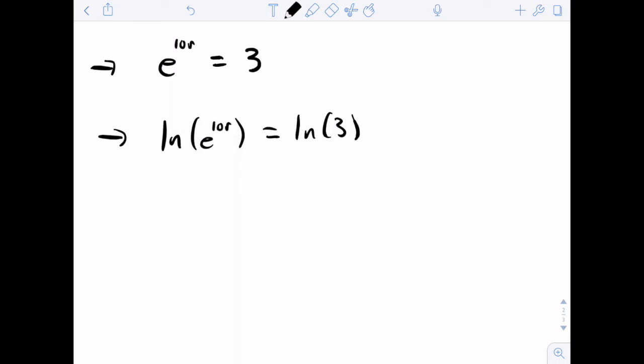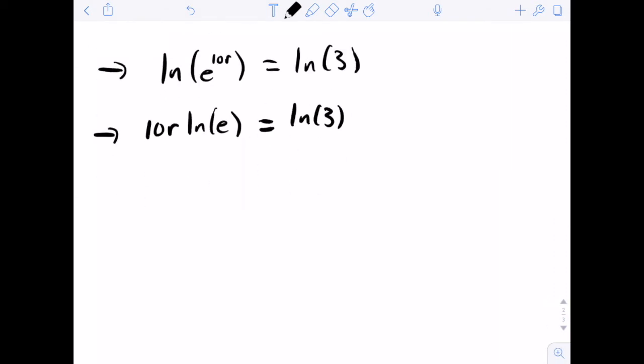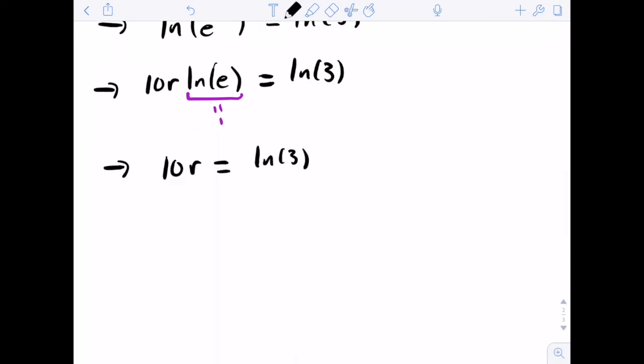make sure equality holds. Then we use the properties of the ln where we're able to rip out the exponent, and then it just leaves us with ln of e, and then you've got ln of 3. The thing that we know from class is that ln of e is equal to 1. So what we're left with is 10r is equal to the ln of 3, and then you can use your calculator to figure out an approximation.